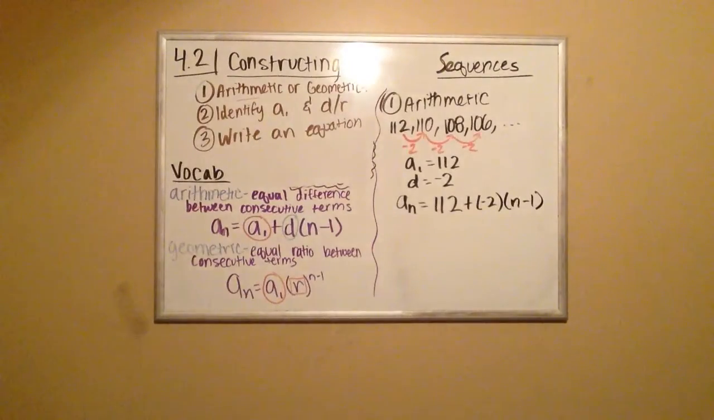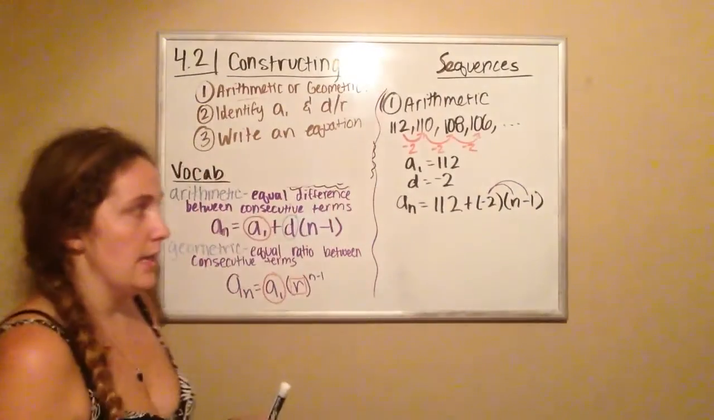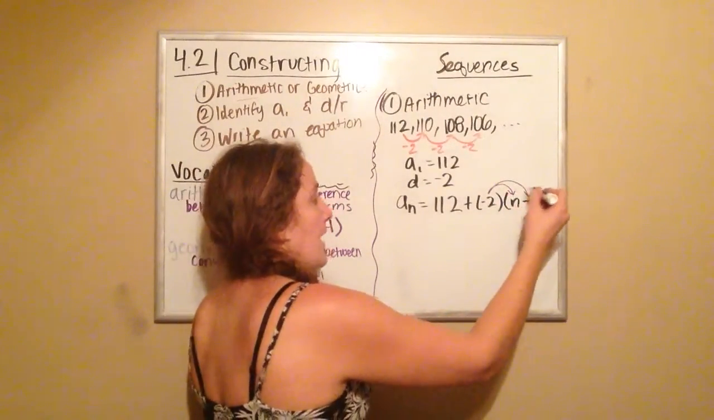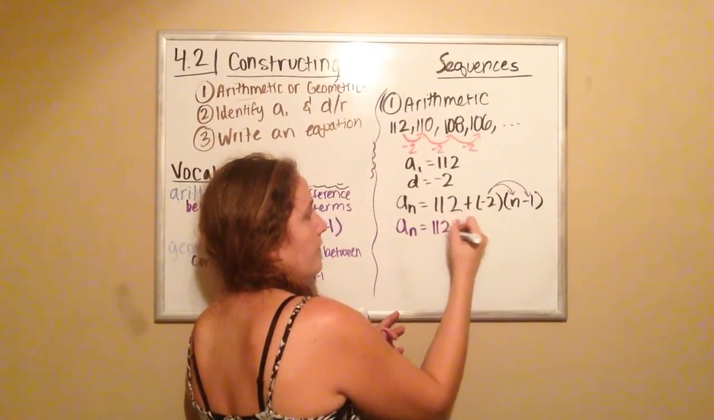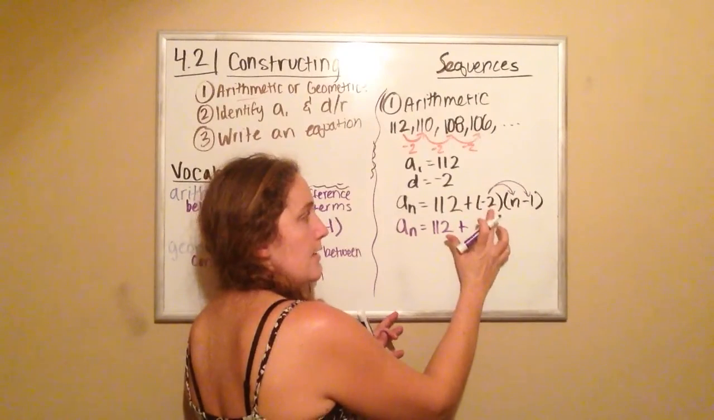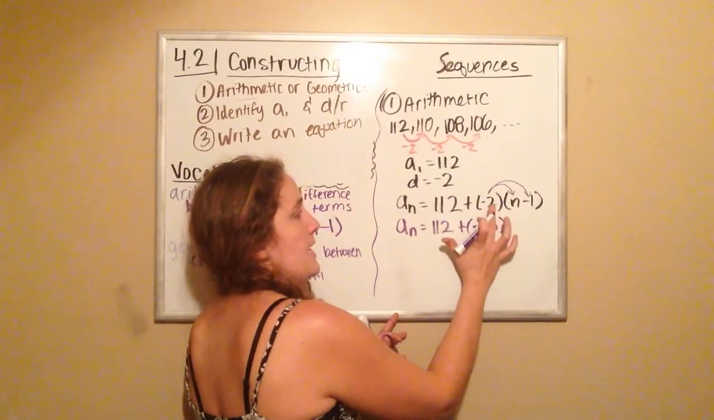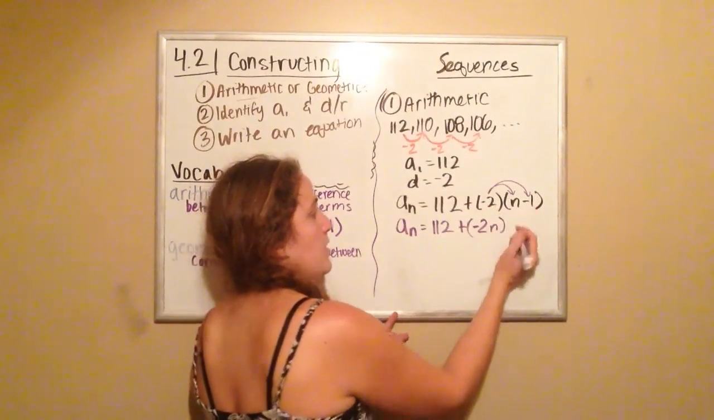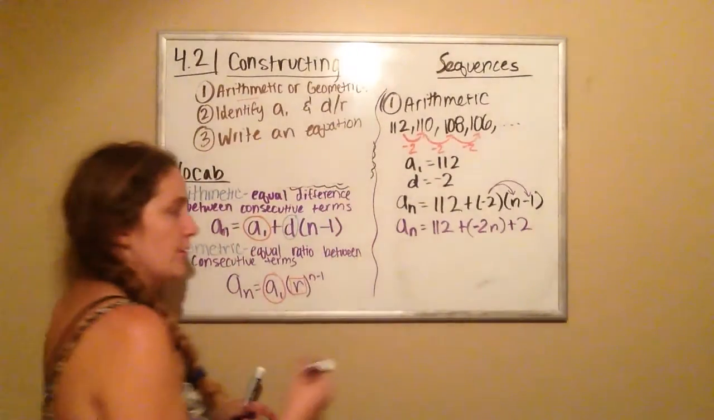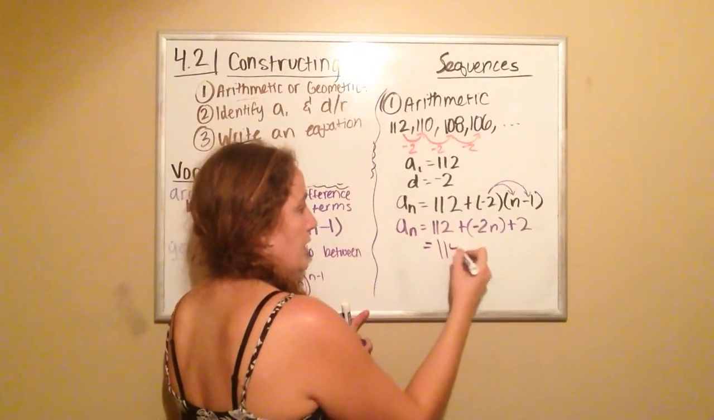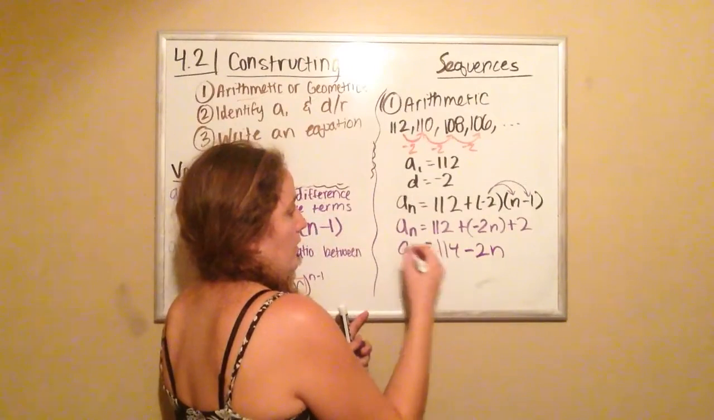Okay, just like we did last time, it's the exact same process as we worked through before. We distribute to the n, distribute to the negative 1, and this is where people make a lot of mistakes. We get A of n is equal to 112 plus a negative 2 times n, negative 2n. A negative 2 times a negative 1 gives us a positive 2. And when we combine our like terms, we get 114 minus 2n. So there's our equation.